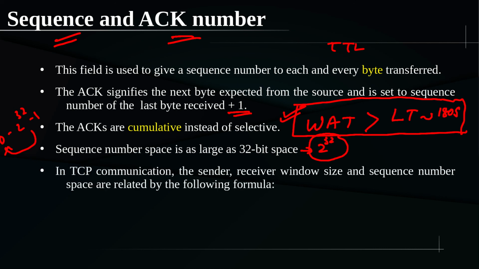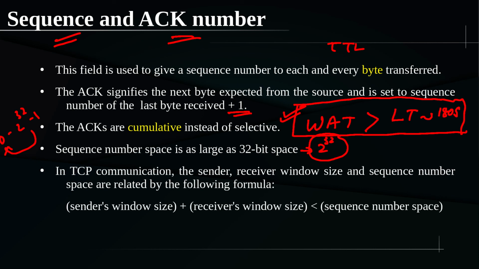We will see them. So in TCP communication, the sender and receiver window size and the sequence number space are related by the following formula. This is something we already saw in our data link layer when we discussed flow control, the same thing for ensuring flow control. The sender window size plus the receiver window size should be less than or equal to the total number of sequence numbers, right?